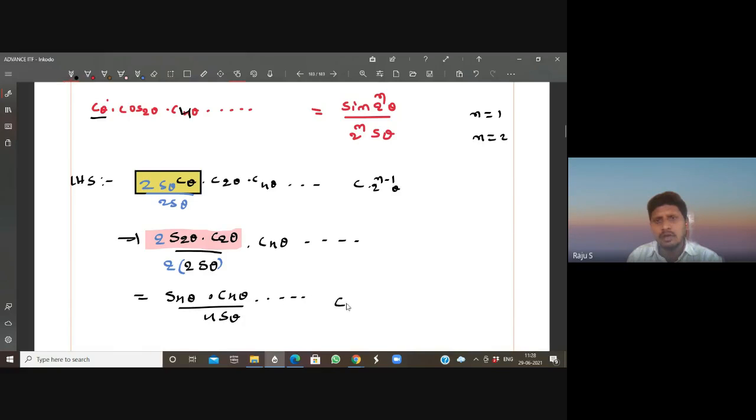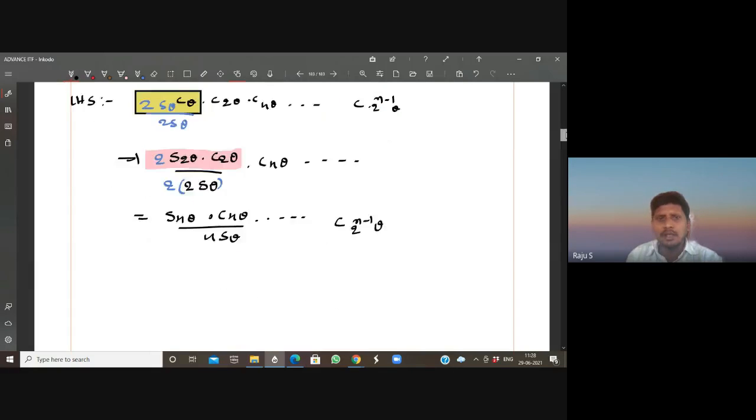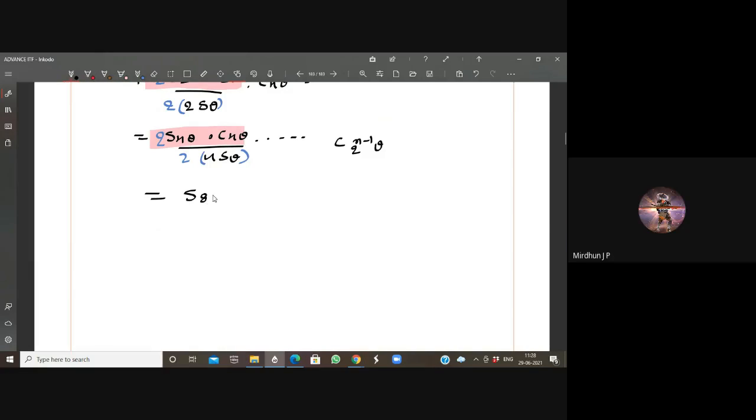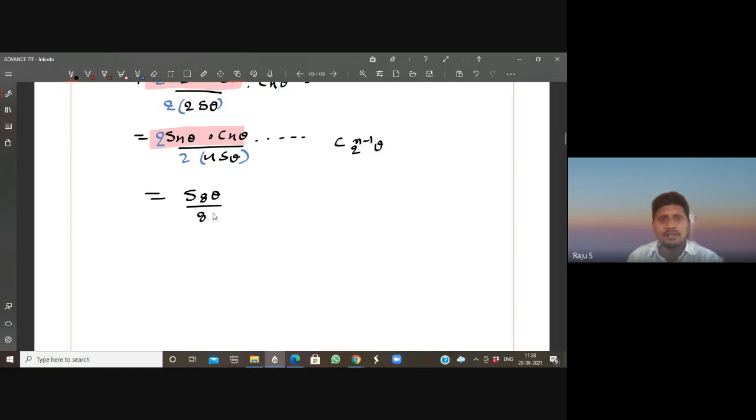It will be continuous, up to cos 2 power n minus 1 into theta. Again I multiply and divide with 2. Again it is the 2 sine theta cos theta form, so I write this value as sine 8 theta, cos 8 theta, by 8 sine theta, and so on. This 8 can be written as 2 cube by 2 cube, up to n minus 1.